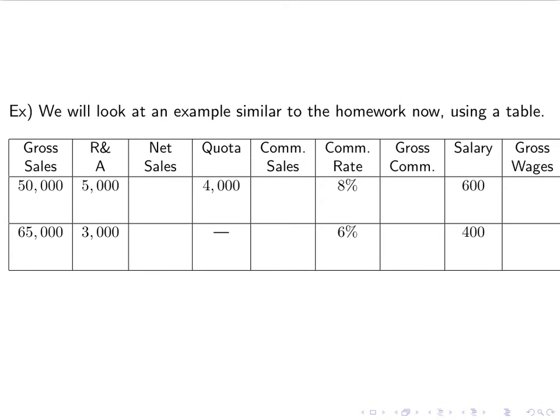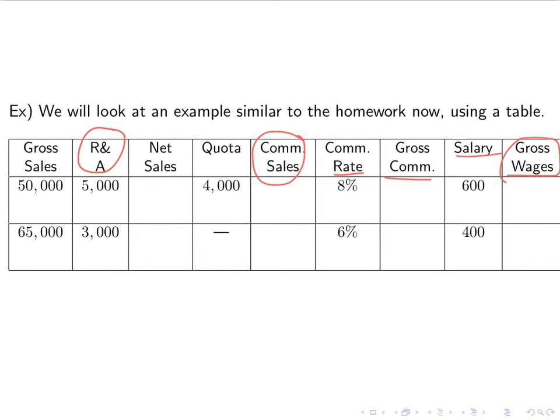Next, we're going to put them all together into a nice table. So what we're going to have on our table is gross sales. So that's before anything gets returned. And then there's R and A, and that's for returns and adjustments. So things that got returned, maybe someone found a better price, so it got adjusted, things like that. Net sales, quota, your sales that you're getting commission on, your commission rate, your gross commission, your salary, and then finally your gross wages. Okay.